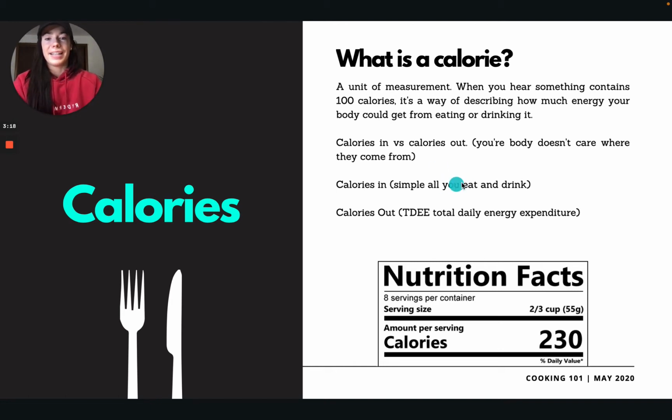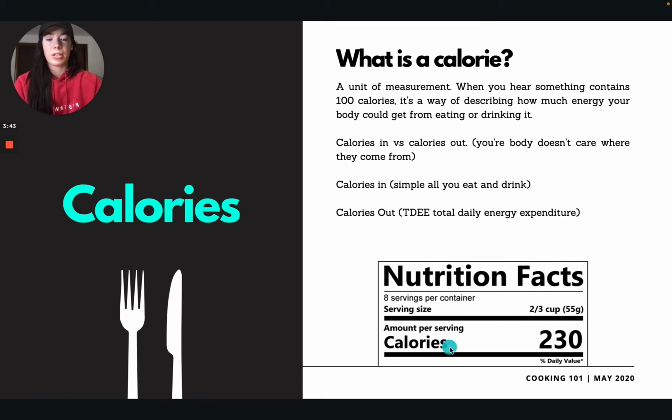All right, next, calories in. That one's super simple. It's just all you eat and drink, right? Anything you put in your body, calories in. Calories out gets a little bit more complex, and we're going to go through that. To start off with, TDEE is total daily energy expenditure, and we're going to talk about that. That's the sum of all of our calories out. That's how many calories we burn.